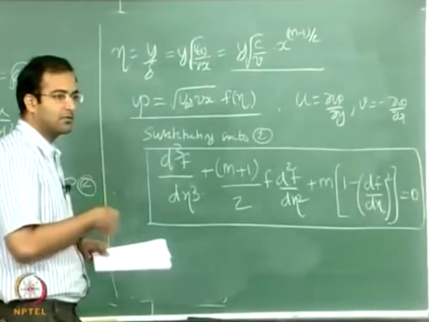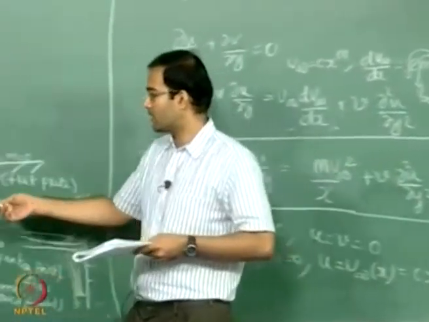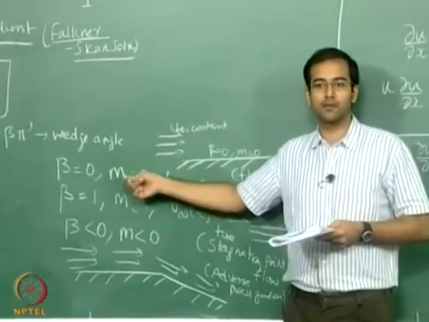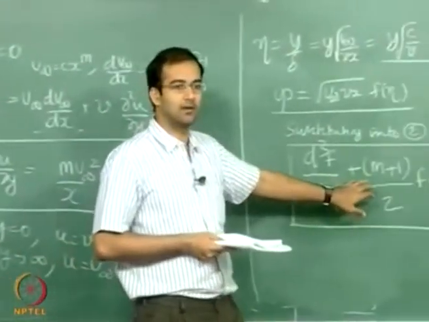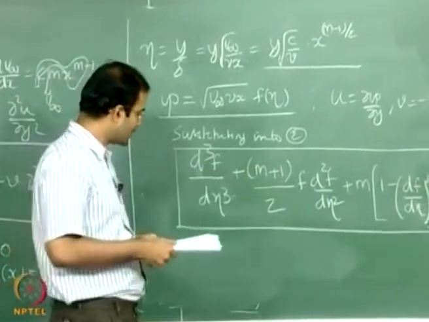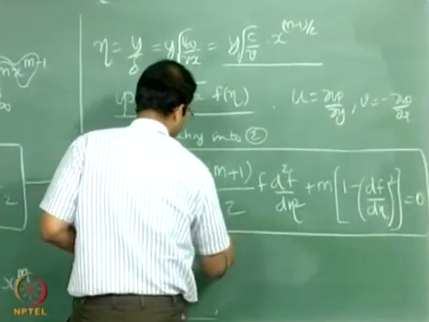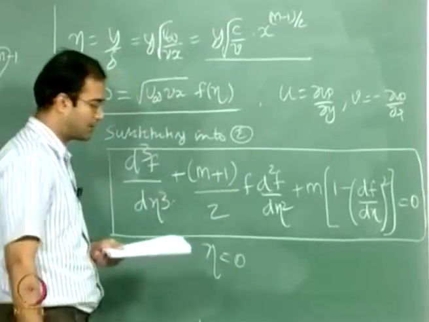So all kinds of problems can be approached in this manner. You can put any value of m that you are interested in for that particular configuration and get the similarity profiles for that particular configuration. So this is a function of m right here. So what are the boundary conditions? The same boundary conditions that we have used for Blasius solution apply here.